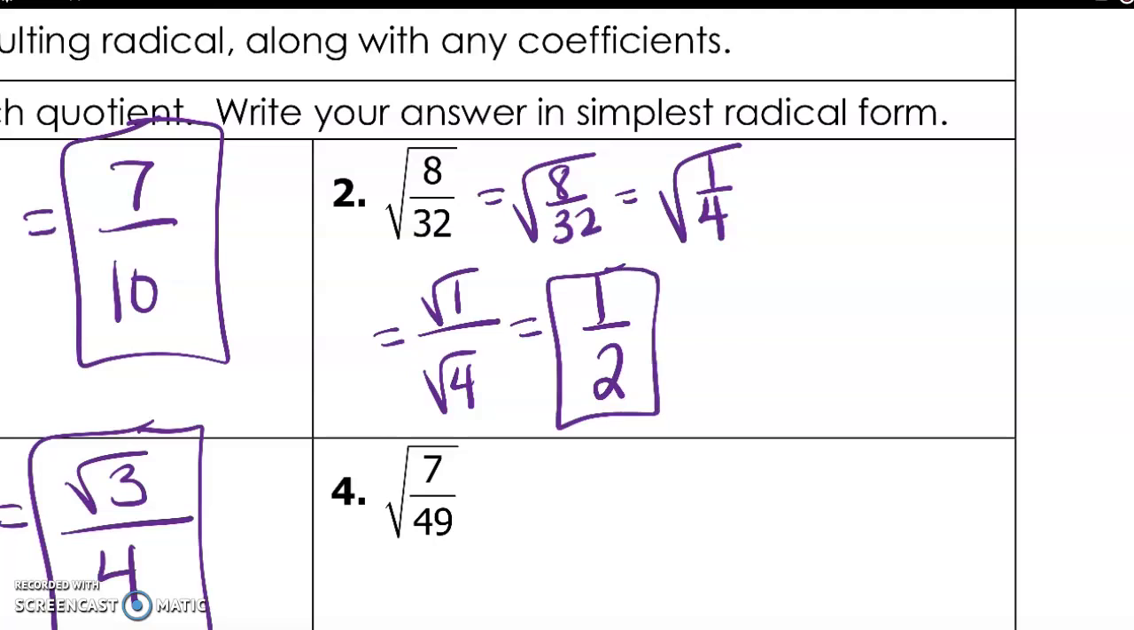Again, if you are able to just right away simplify square root of 8 over 32 to 1/4, you can go ahead and do that. I don't know why I wrote that in there.